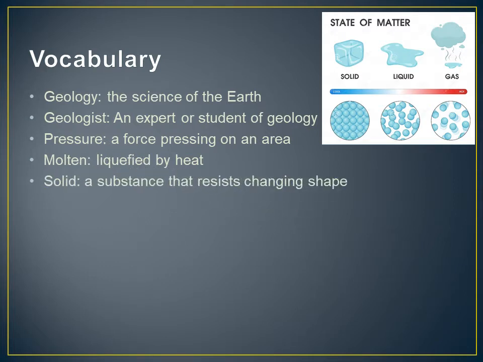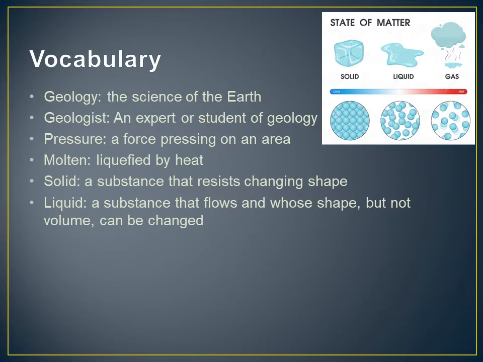On the flip side, we've got solid, a substance that resists changing shape. We've got liquid, okay, a substance that flows and whose shape, but not volume, can be changed. All right? If you take a cup of water, no matter what vessel you put that in, a bottle, a pot, a cup, a vial, it may change shape, but the volume will remain the same.